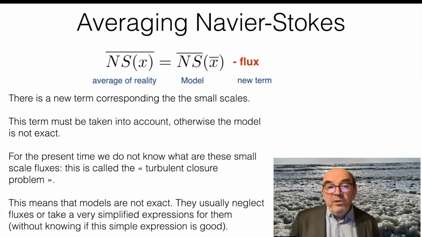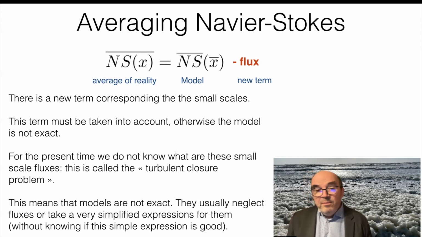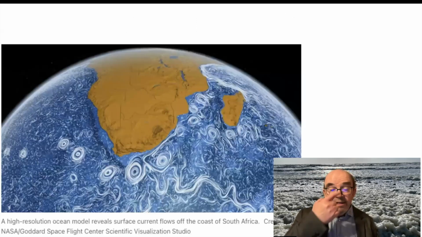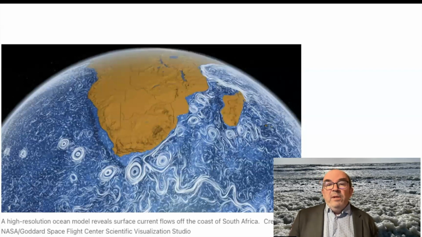At present, we don't know what these small scales are. This is classical, and it's called the turbulent closure problem. All this means that the models are not exact, because they usually neglect fluxes. They take a very simplified expression for them, without knowing if this simple expression is correct or not. Here is an example from a very nice image from NASA. It's a modelization, but it's done using a model which is not exact.